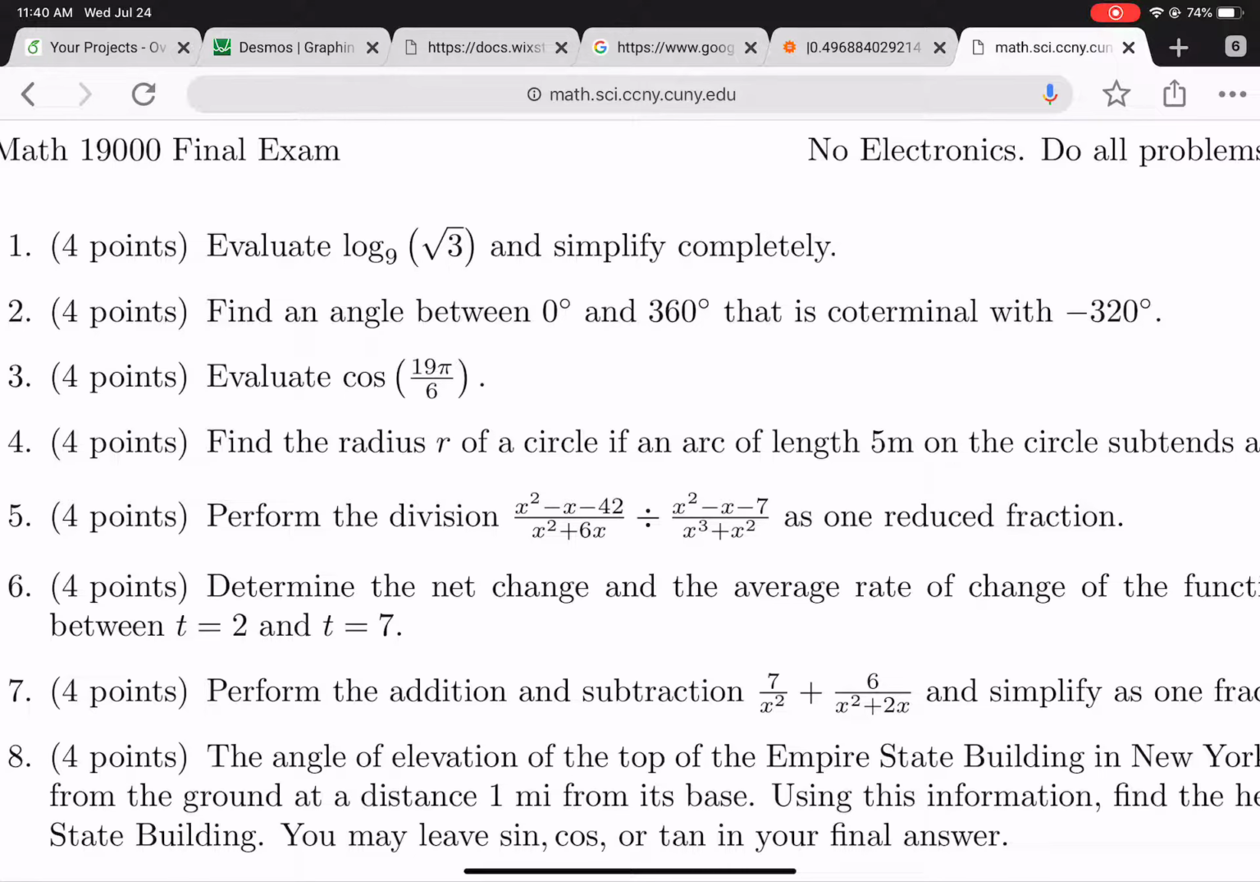Will that be the reference angle as well? What would be the reference angle of negative 320 degrees? 40. That would still be 40 degrees. Yeah. So what about number 3?